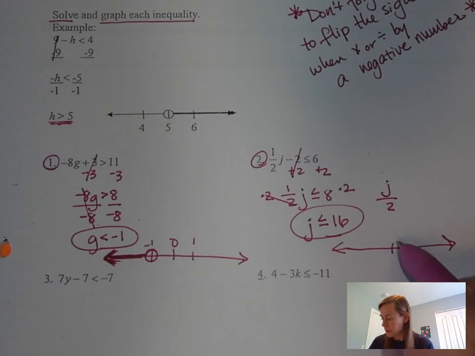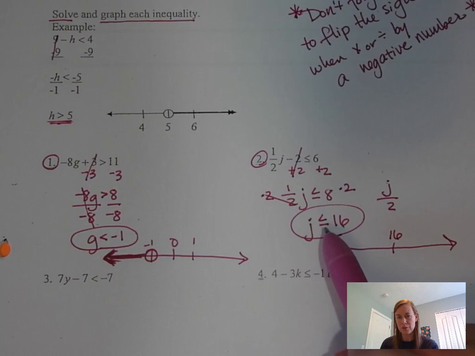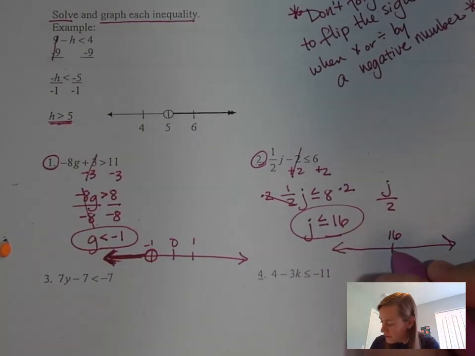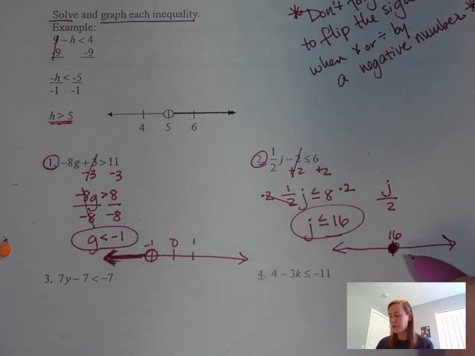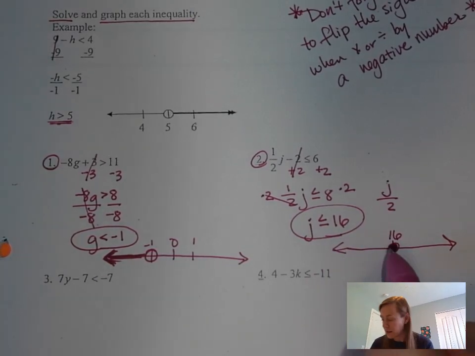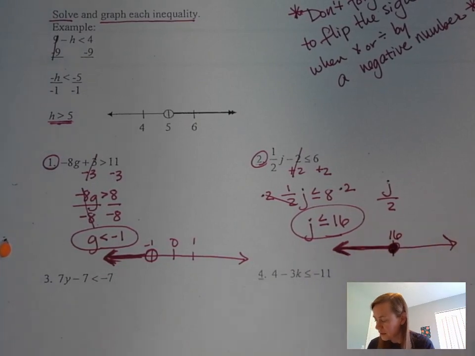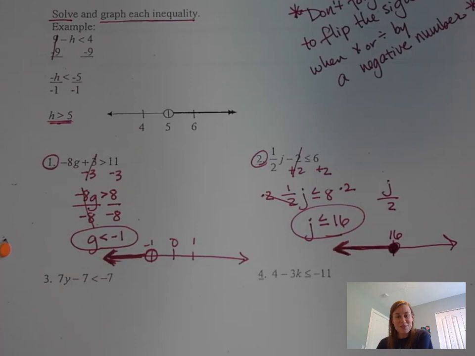So let's just put 16 here. And we want the numbers that are less than or equal to it. Because of that or equal to, we need to fill it in. So we have a filled in dot, and now we want the numbers that are smaller because j is less than 16. So we want 15 all the way down to 0 and all the way through those negative numbers, which will be pointing to the left here. And then we're done with that one.